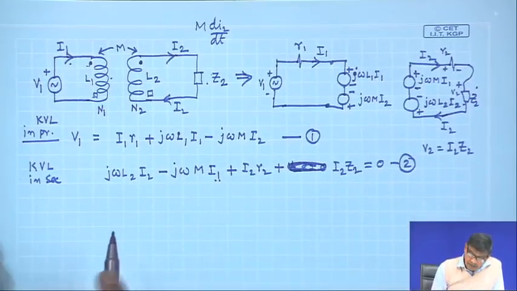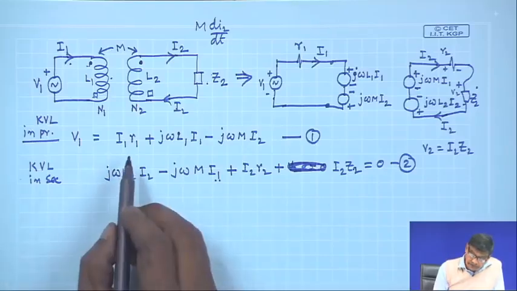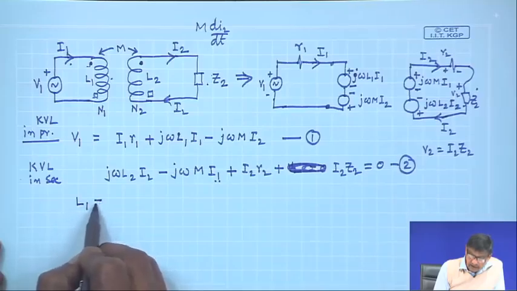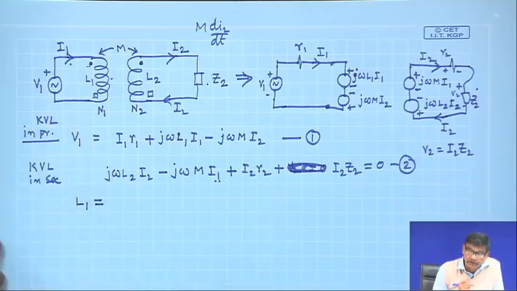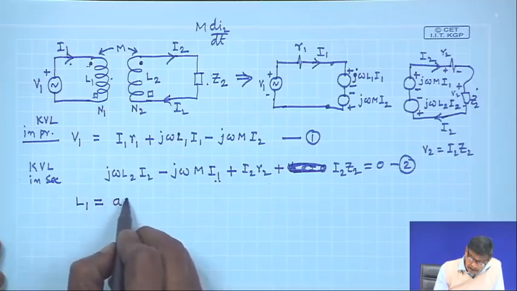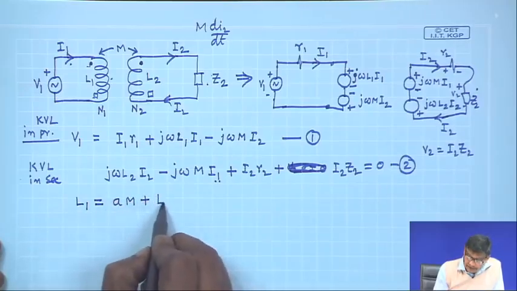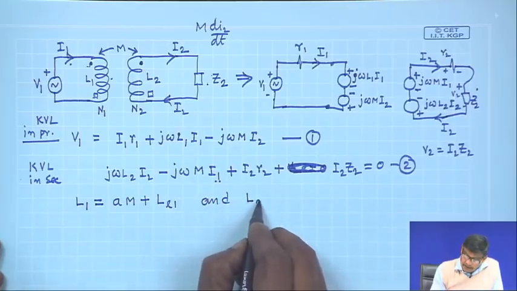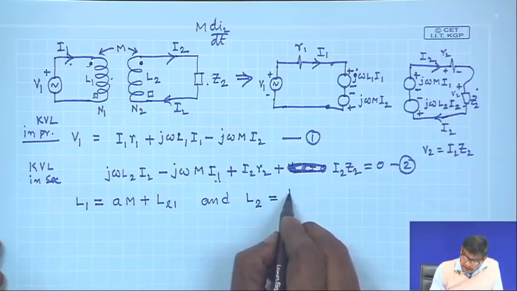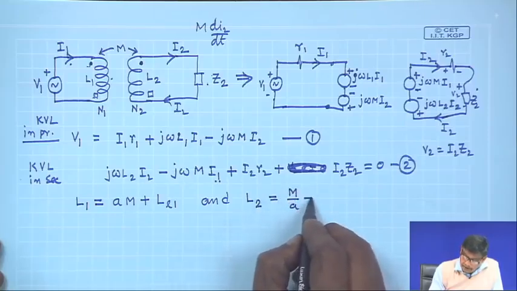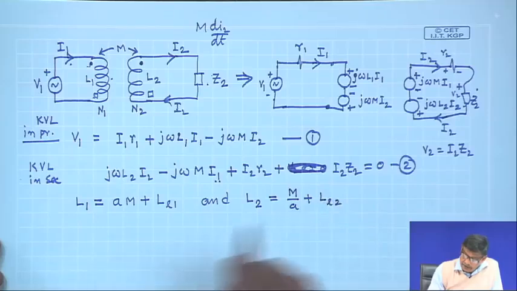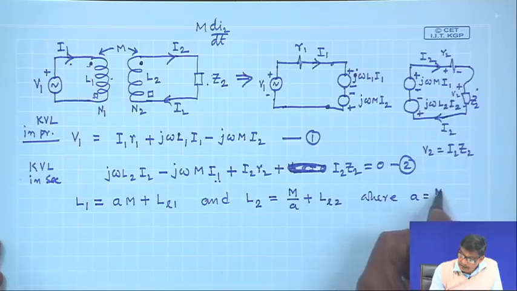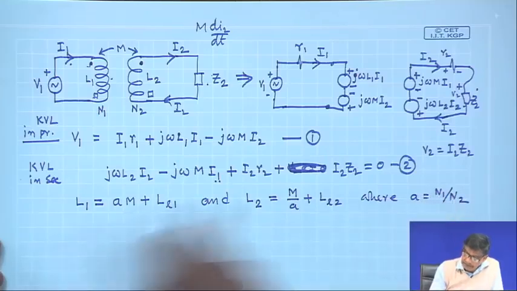Now, we will use this knowledge that, in our last lecture we have found out that L 1 is equal to A M plus L L 1, and L 2 is equal to M by A plus L L 2, where A is equal to N 1 by N 2. This is the thing.